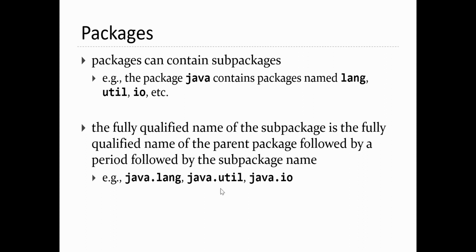java.util is the fully qualified package name of util. And java.io is the fully qualified package name of io. The name of the individual package, or the unqualified package name, is just the name of the package. So you've got a package called lang. Its fully qualified name is java.lang.